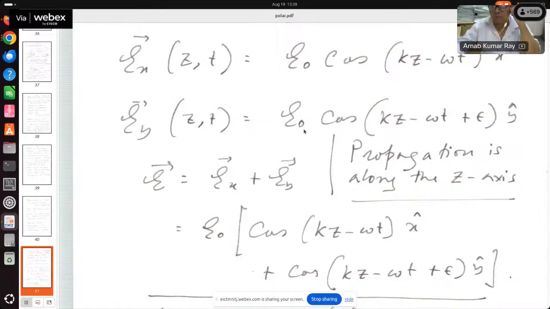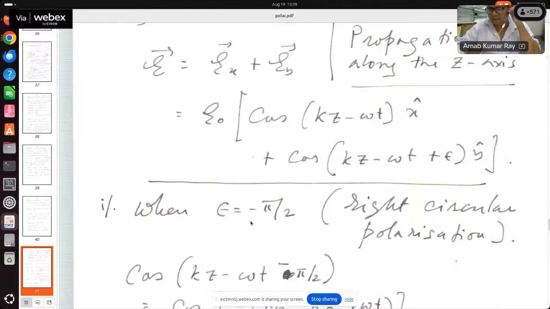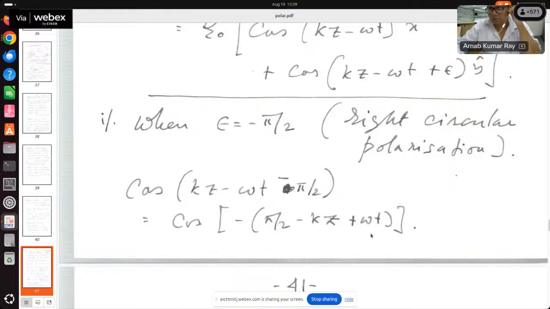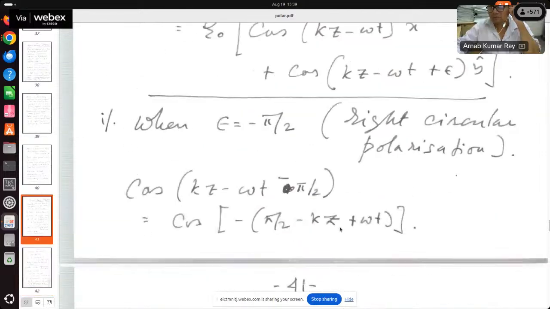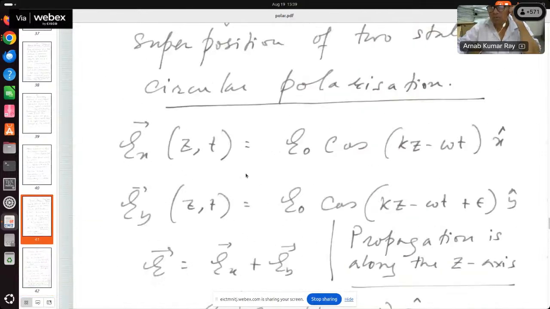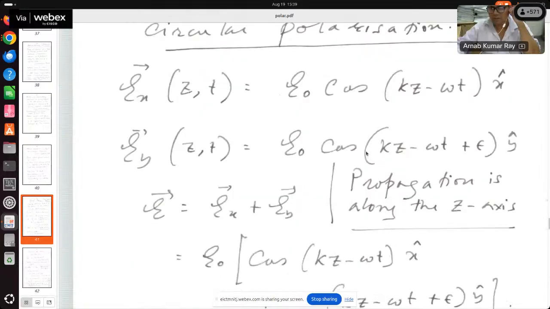Let us add these two vectors. Vector E, the total superposition, will be vector Ex plus vector Ey. So E naught times cos(kz minus omega t) x cap and cos(kz minus omega t plus epsilon) y cap. Okay. So we have discussed this, as I said, when epsilon is equal to minus pi by 2, you will have right circular polarization. So this is what you have. And what we do now is, remember, Fresnel is starting with two states of circular polarization. So we'll have to create those states first, right?